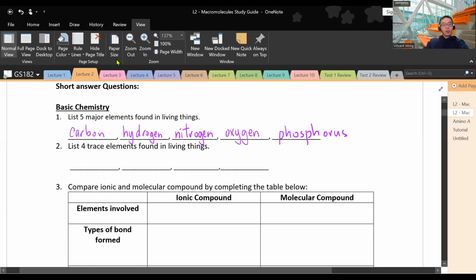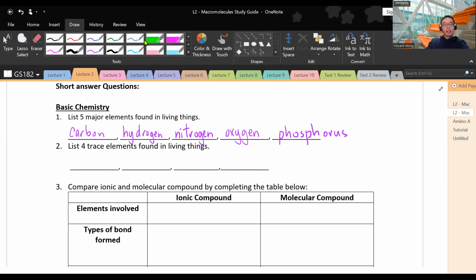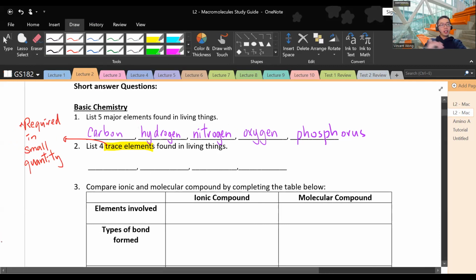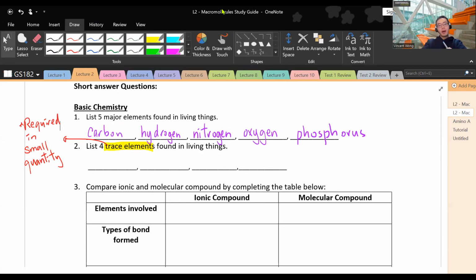Now, there are also trace elements that exist within our body. Trace elements are elements that are required in small quantity. Okay, you don't need a lot of them. You just need a little bit. In fact, if you have too much, usually that will cause some kind of conditions. And if you don't have enough, you also might have a little bit of a problem with it as well. So we just need to have the right amount of trace elements in our body.